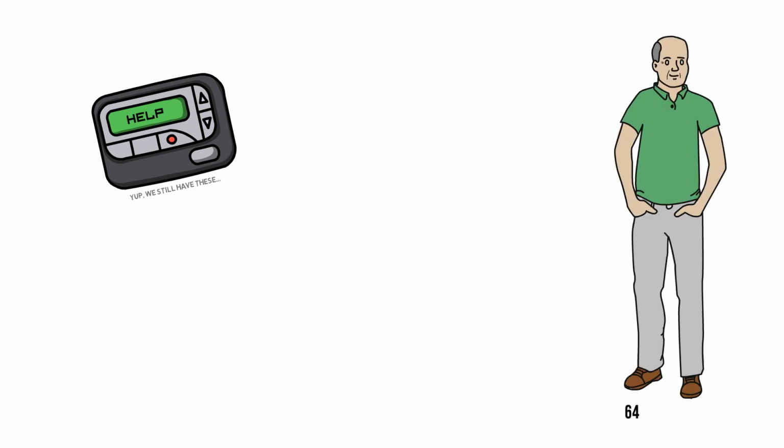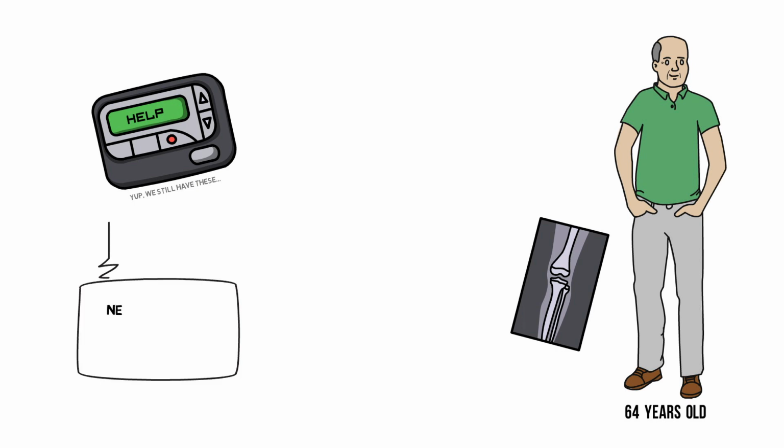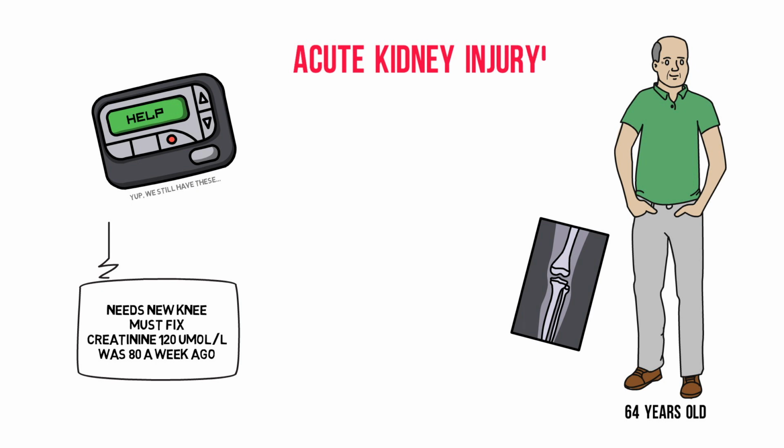You're consulted by the orthopedic surgeon to take a look at her patient she admitted yesterday. 64-year-old Mr. Cohen is supposed to get knee replacement surgery, and the surgeon performed labs today, which showed a creatinine of 120 micromoles per liter. Previous value was 80 only 1 week ago. So, acute kidney injury. Let's go through this.